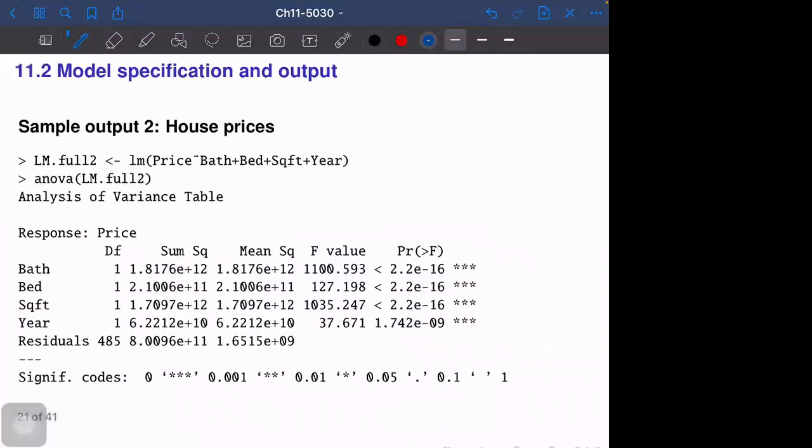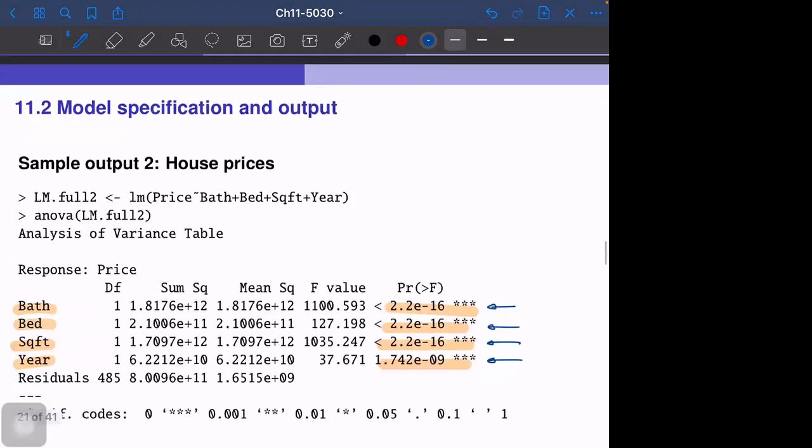If we change the order, the result will be different. So I just randomly changed the order: bath, bed, and the square footage and the year. Then they're all significant, but you can see that, for example, the number of bathrooms becomes more significant and the year becomes less significant. So the order matters for this table because the meaning is different. So this test is sequential. So I explained how to do multiple linear regression in R, and also how to interpret the results in multiple linear regression.